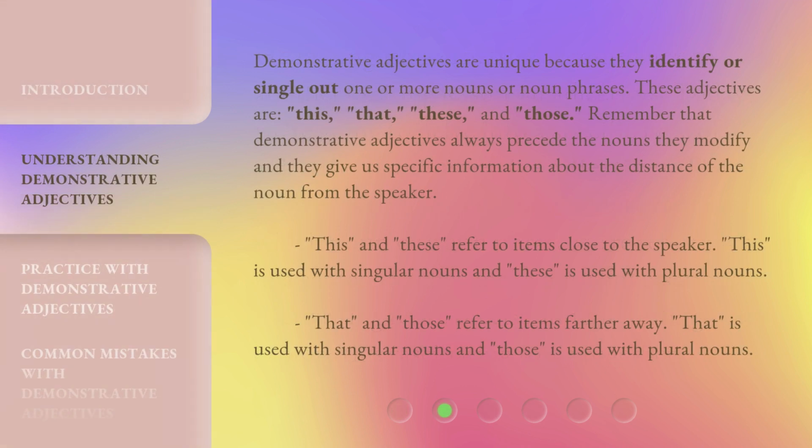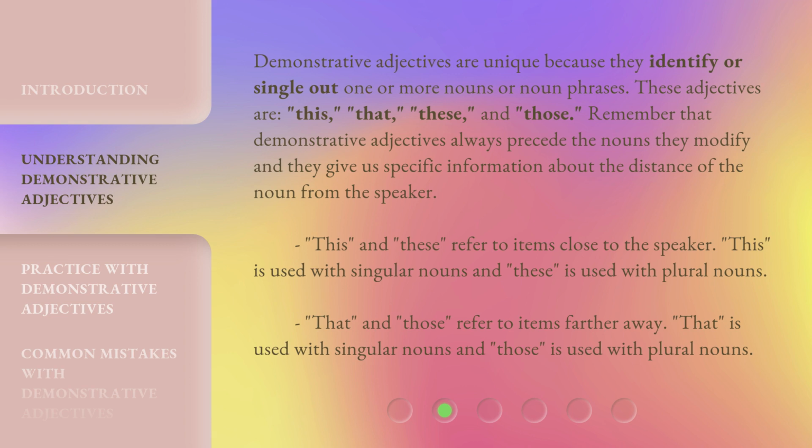Demonstrative adjectives are unique because they identify or single out one or more nouns or noun phrases. These adjectives are this, that, these, and those. Remember that demonstrative adjectives always precede the nouns they modify, and they give us specific information about the distance of the noun from the speaker.